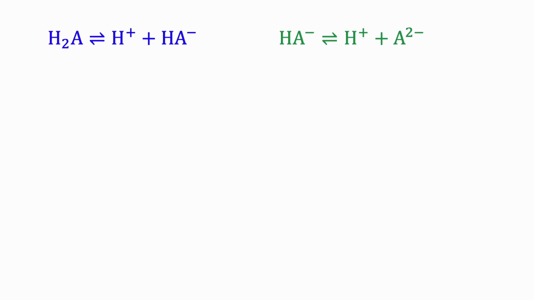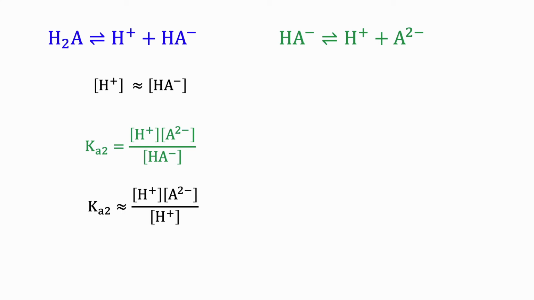And then how are the concentrations of H plus and HA minus related to each other? Well, we're making 1 mole of H plus for every mole of HA minus. So the H plus and the HA minus concentrations must be the same. So let's look at our expression for Ka2, and you see it's got an HA minus in the denominator. Well, HA minus concentration is about equal to H plus. So we can write it this way. And then, hey, those H pluses are going to cancel.